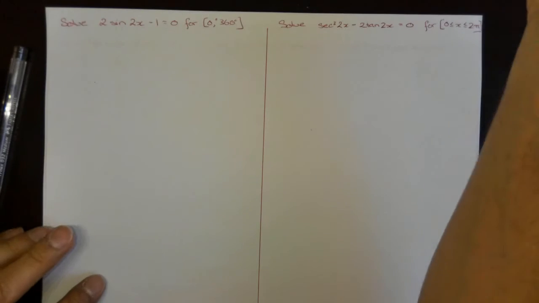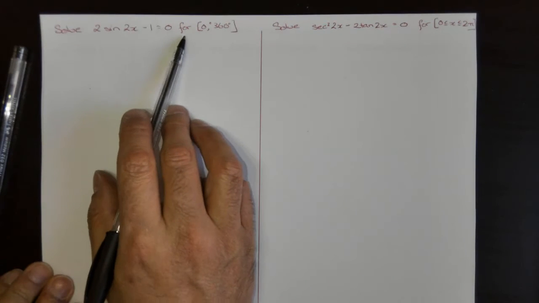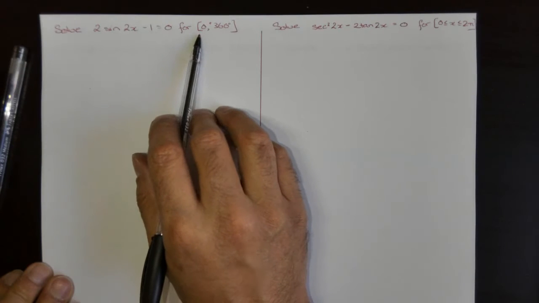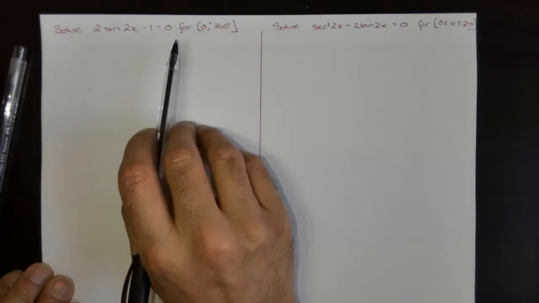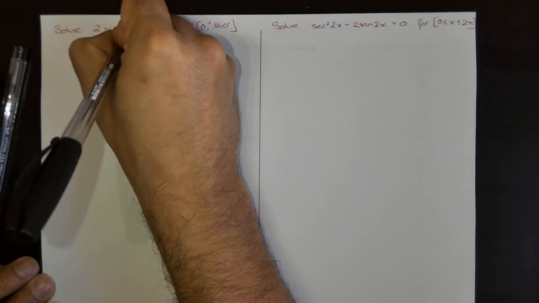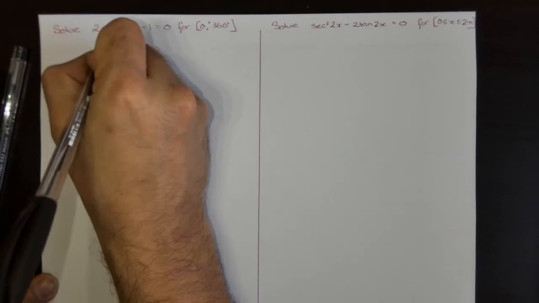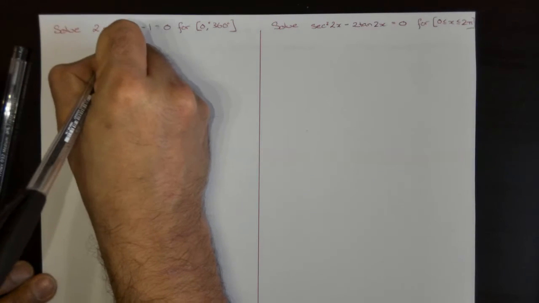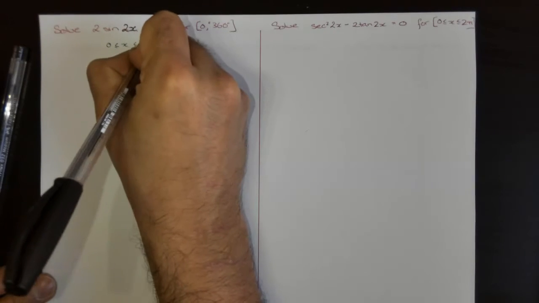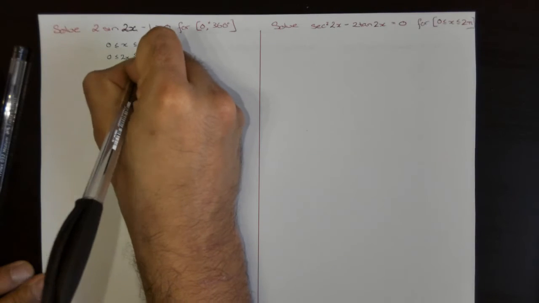Okay. All right, so now we're going to solve 2 sine 2x minus 1 equals 0 when x is between 0 and 360, so another full revolution. What I want you to notice is now this is 2x, which is different to just x. So it means that if x is between 0 and 360, 2x is going to be between double that, so 720.